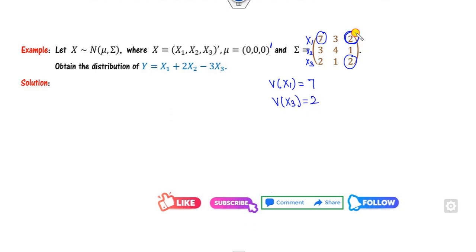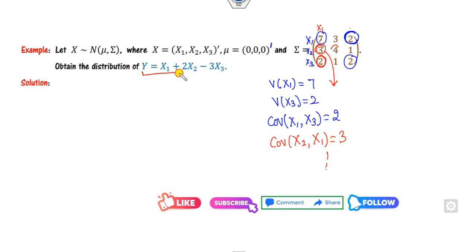What is the meaning of this 2? It is x1 and x3. That means the covariance of x1 and x3 is 2. Similarly, if I write here, what does it mean? It's x2 and x1. That means the covariance of x2 and x1 will be 3, and so on.